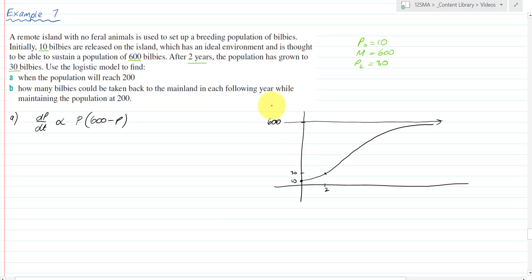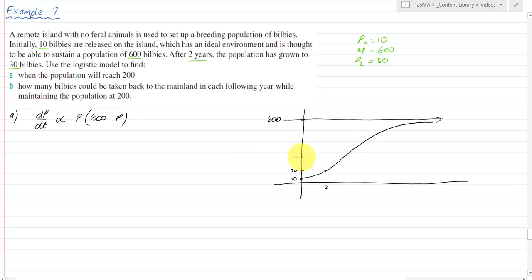And I want to know, when do I get to 200? And in particular, when I add a year onto that, what will my population be? Because that is the new number of bilbies that I could take back to the mainland and then be back at 200, and I would just follow this population growth. Now, there are obviously a lot of assumptions involved here, so I have to be careful, but this is my approach to this question, and we'll see how we go.